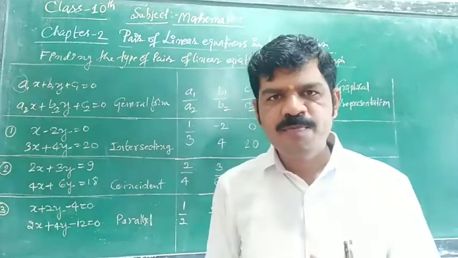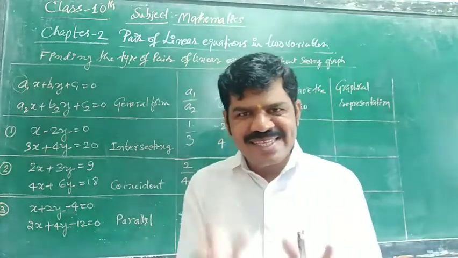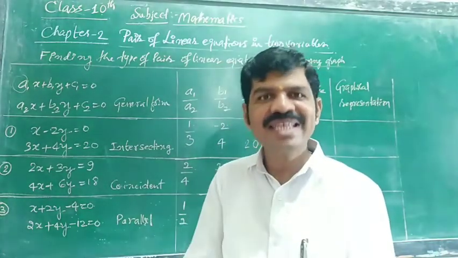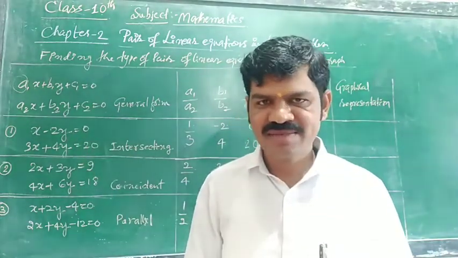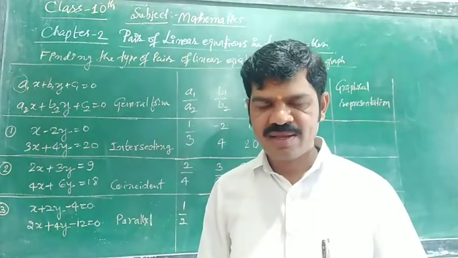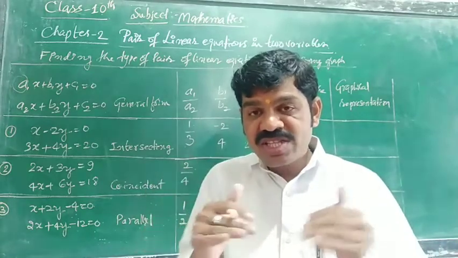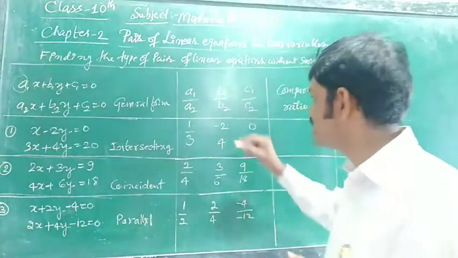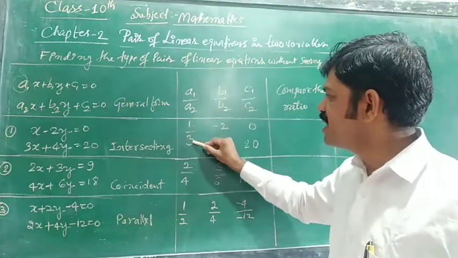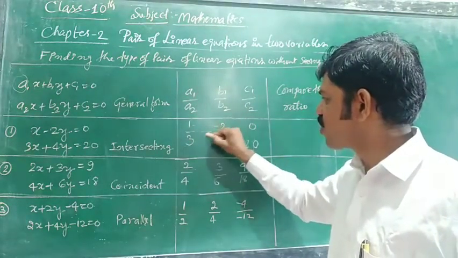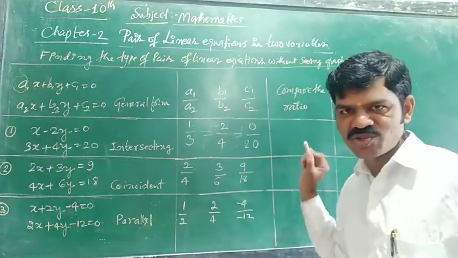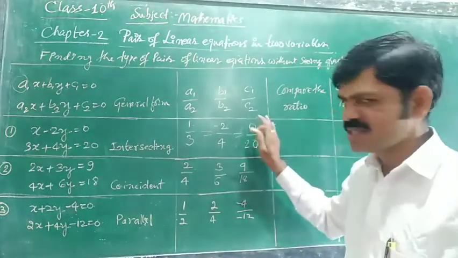What I have done is just extracted the coefficients of these three different types of lines: intersecting, coincident, and parallel. So I am comparing how they look. See here, 1 by 3 is not equal to 2 by 4, and minus 2 by 4 is not equal to 0 by 20. Okay, this is the first one.